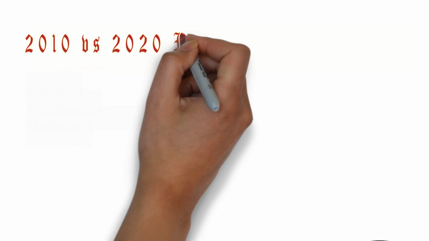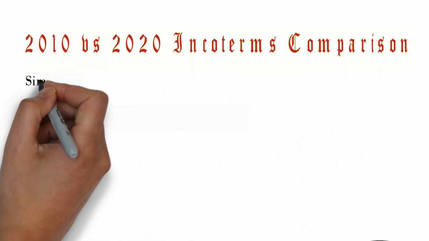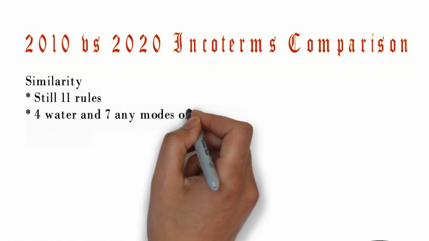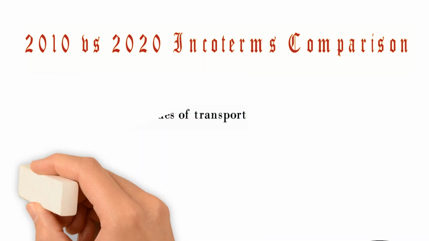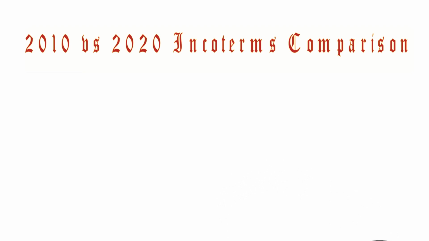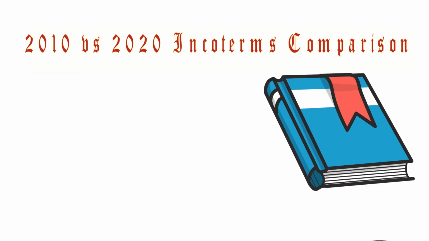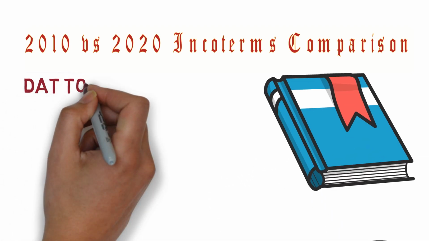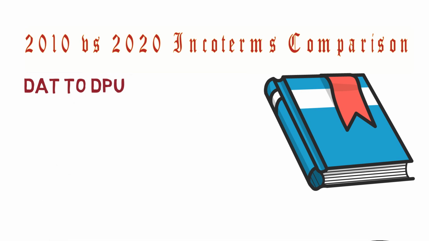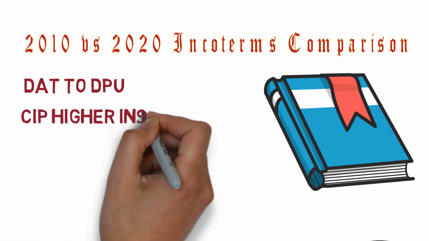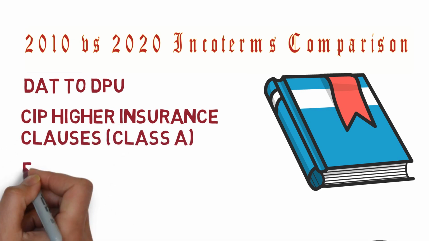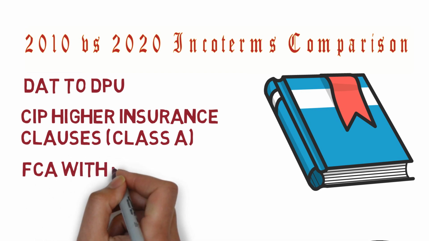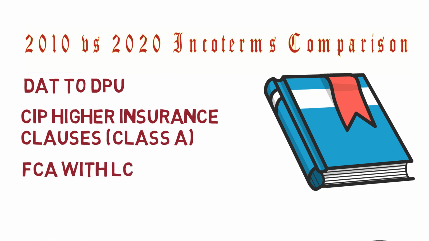Now let us look at the 2020 Incoterms revisions. What is similar is that it still has 11 rules, with 4 for water and 7 for all modes, while 1 rule was renamed. What has changed? For a start, DAT was renamed as DPU to better reflect that the place to unload can be warehouses besides terminals. CIP now has a higher insurance requirement, cargo clauses A with 110% of invoice value coverage, as opposed to the previous cargo clauses C requirement.